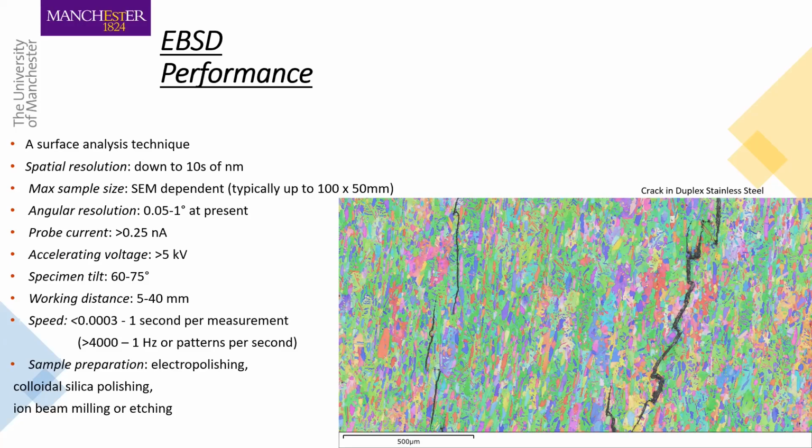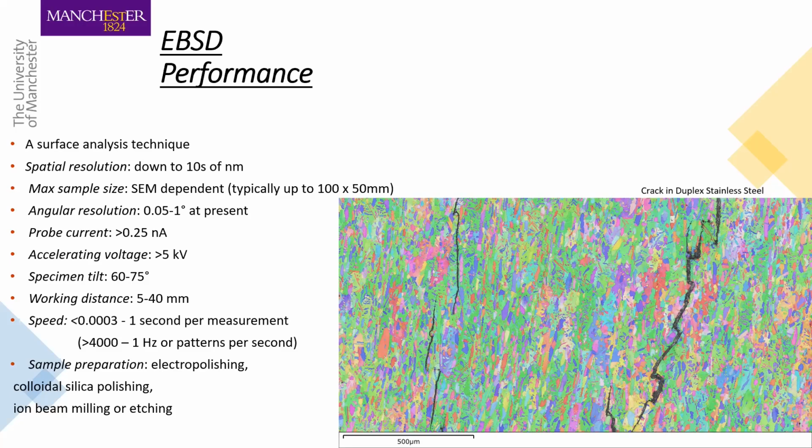Working distance, of course, depends on your sample size, but it can vary from 5 to 40 millimeters. And then speeds vary again depending on the quality of your patterns, but you can go up to 4,000 patterns or more, depending on your detector, which Jack will present, what kind of detectors we have for these different kinds of speeds, and also heavily dependent on your sample quality and your sample preparation.